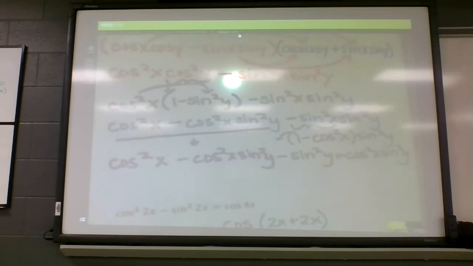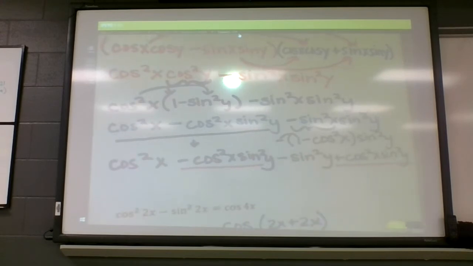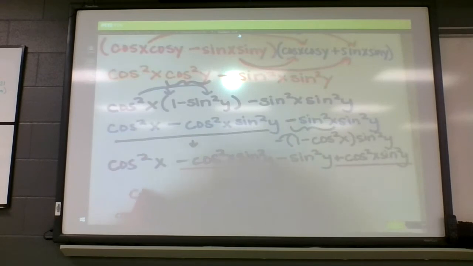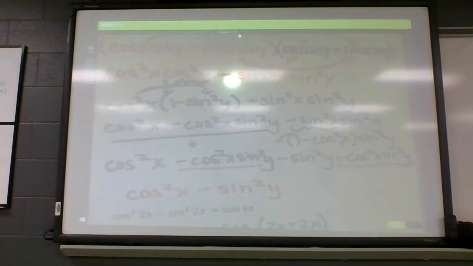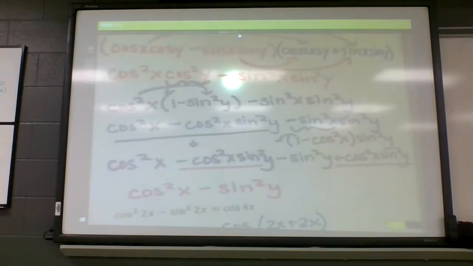All right, did it work? Yeah, it did, didn't it? Because this term here and this term here are the same terms with opposite signs, and so we're left with just cosine squared of x minus sine squared of y. There you go.